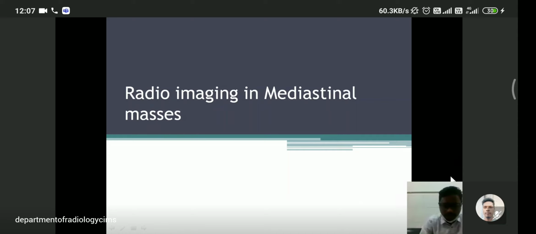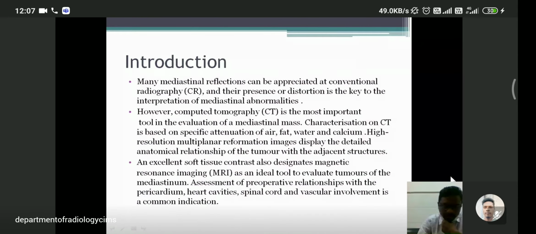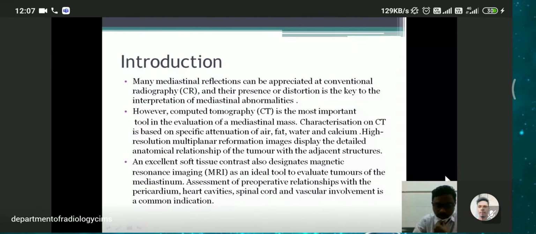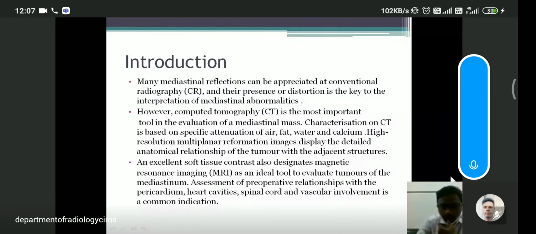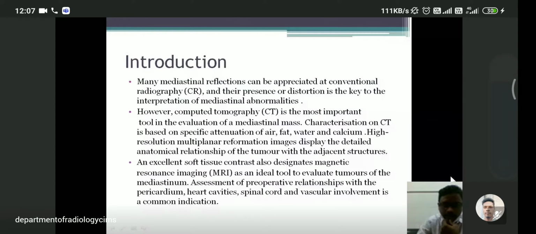The mediastinal masses. So, patients come to us with the complaint of either respiratory distress, dysphagia, or chest pain. So, the first step will be to do a chest X-ray, both PA and lateral. Usually we do a PA view, but sometimes we have to do the lateral projection also.